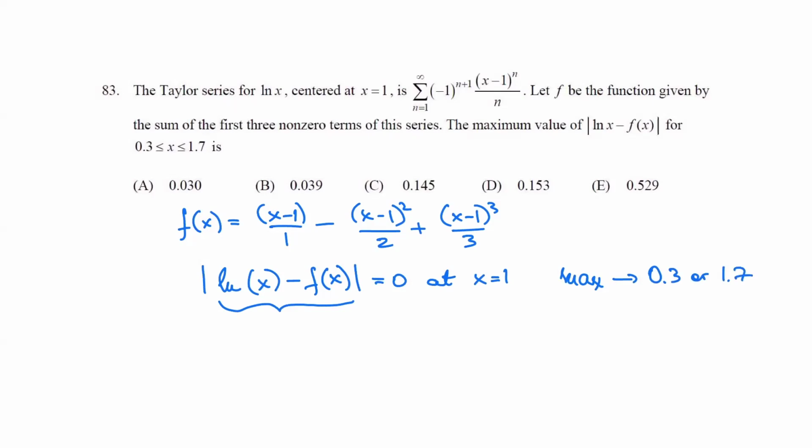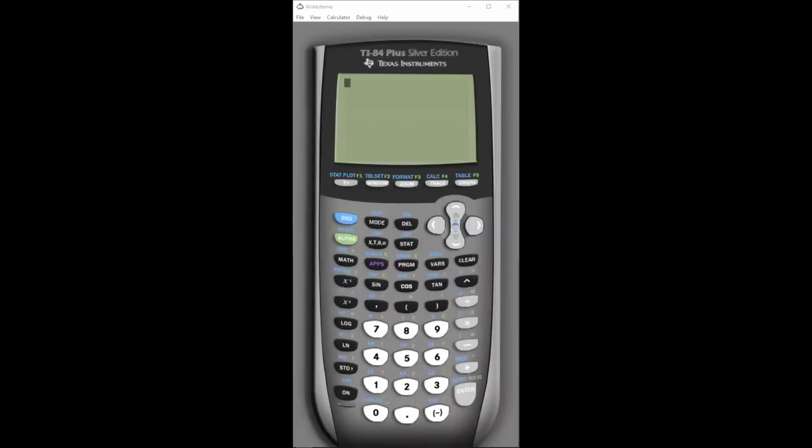And so then this number we need to calculate is ln of 1.7 minus 0.7 plus 0.7 squared over 2 minus 0.7 cubed over 3. And so let's pull out our calculators and calculate that number. And so let's calculate this expression here.